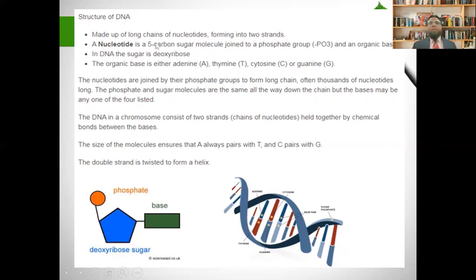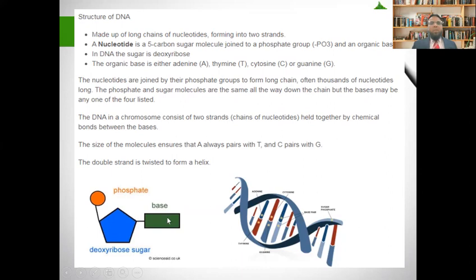Okay, a nucleotide is a carbon sugar molecule joined to a phosphate group. You can see here the deoxyribose sugar. Nitrogen bases: there are four types of nitrogen bases, for example adenine, thymine, cytosine, and guanine. The nucleotides are joined by their phosphate groups to form a long chain.